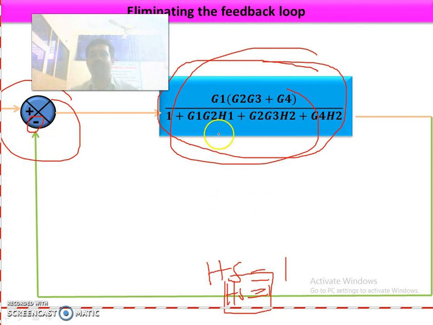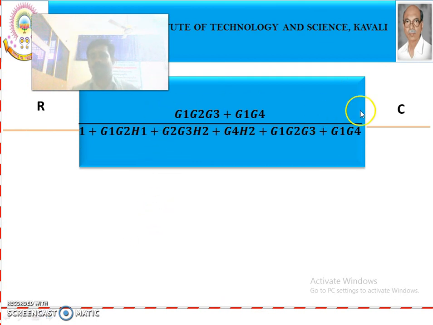Again we are going to eliminate this feedback loop. So we are getting this one. After simplification you will be getting C is the output and R is the input. This is the reduced transfer function. Okay, after reducing the block we will be getting the transfer function as G1 G2 G3 plus G1 G4 divided by 1 plus G1 G2 H1 plus G2 G3 H2 plus G4 H2 plus G1 G2 G3 plus G4. Okay, this is the reduced transfer function.